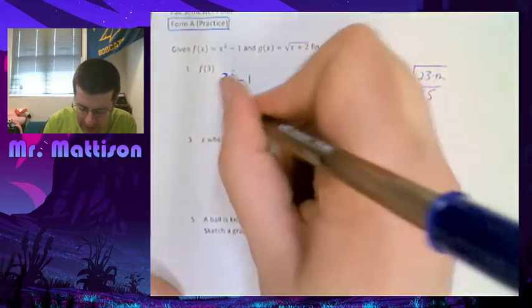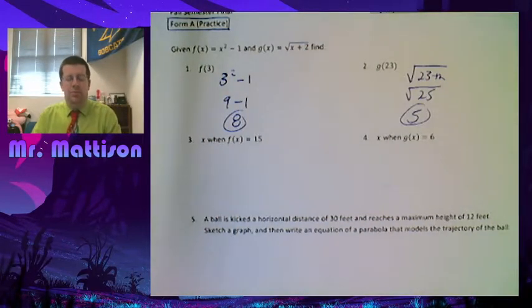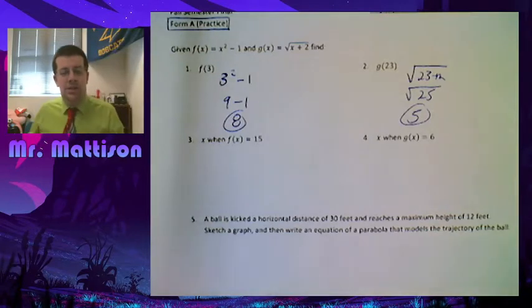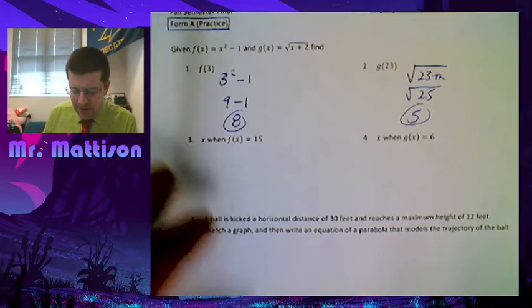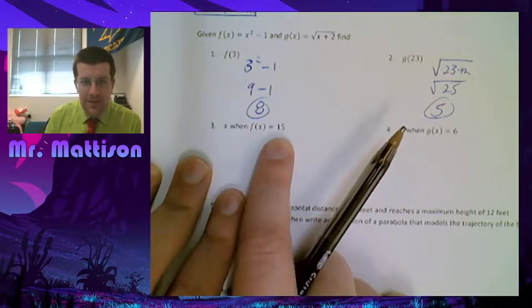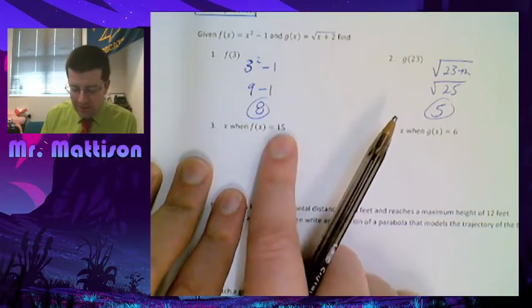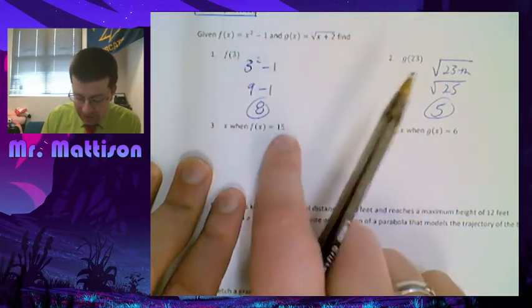So those two, again, fairly simple, just kind of making sure we understand these basic properties of the notation and how we can plug things in and do some basic algebra steps there. On number 3, we're saying, hey, what's x when f of x is 15? So this is different than this. We are not going to plug in the 15 for the x. We're going to say, well, set this f equal to 15.